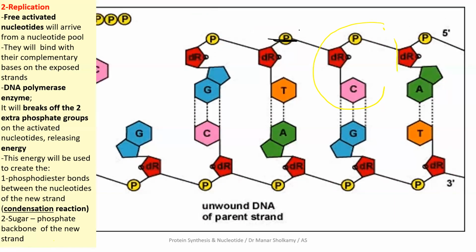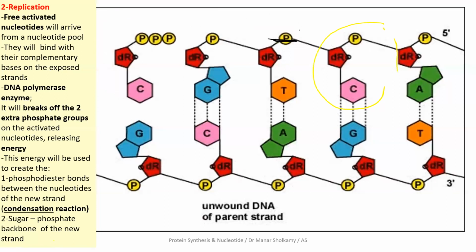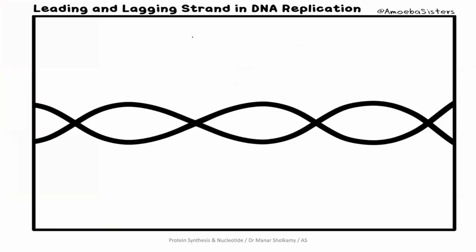So I want you to look closely at this moving GIF picture. See, those 2 phosphates will be broken in order to create the phosphodiester bond. And who will break and who will create the bond? The DNA polymerase. This is the condensation reaction that releases water. Okay? Any questions? Easy? Good.